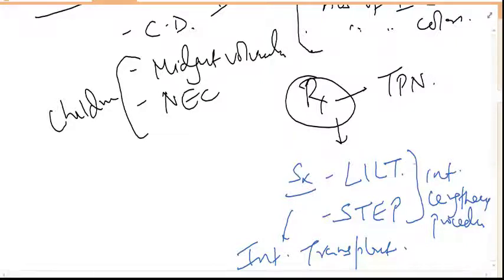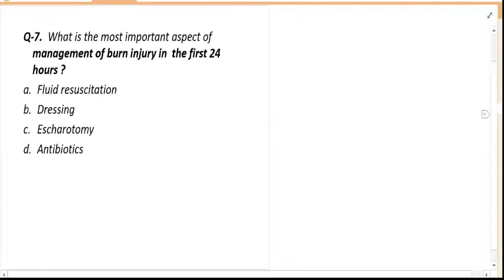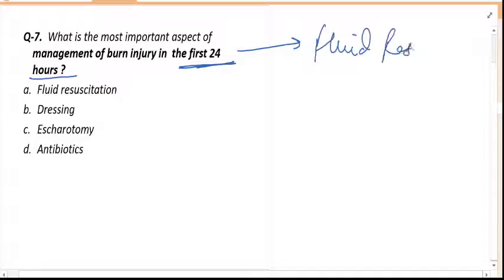Coming to the next question. What is the most important aspect of management in burn injury in the first 24 hours? In the first 24 hours, the most important cause of death is hypovolemic shock. So you have to prevent hypovolemic shock by fluid resuscitation. Fluid resuscitation is the most important thing in the initial 24 hours. This is our answer, because in the initial 24 hours there is a fluid shift from the intravascular space to the extracellular space. That's why there is hypovolemia.